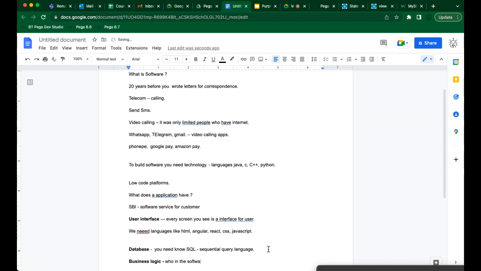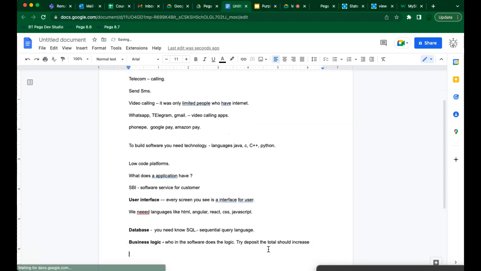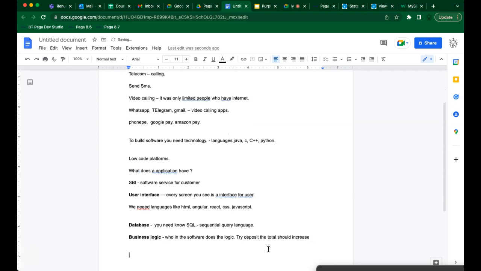Who in the software does the logic? What is logic? When you try to deposit, the total should increase. When you try to add some money to your deposit, the total should increase. So who has to do this business logic? The business logic also is done through software, and there are languages to write business logic. What languages can you use to write business logic?